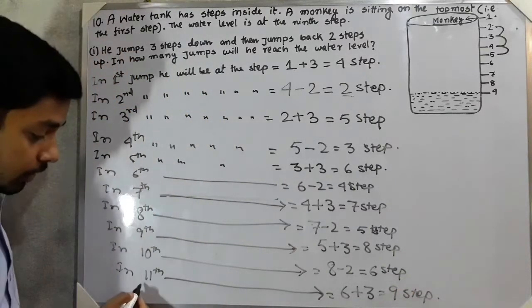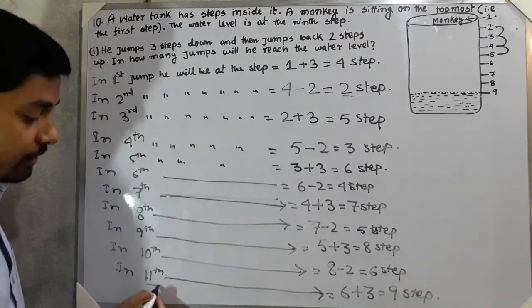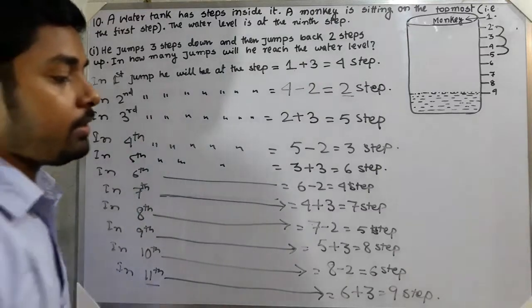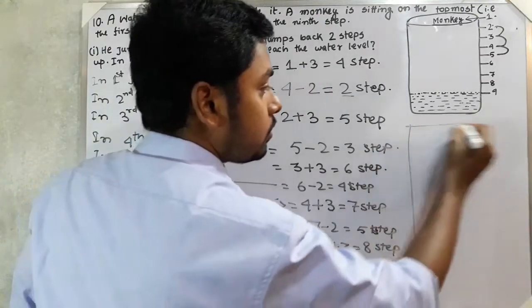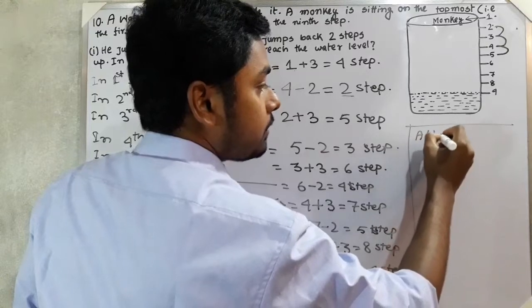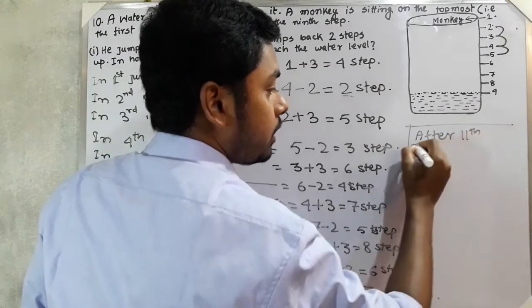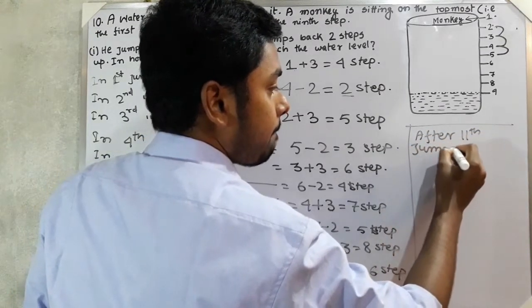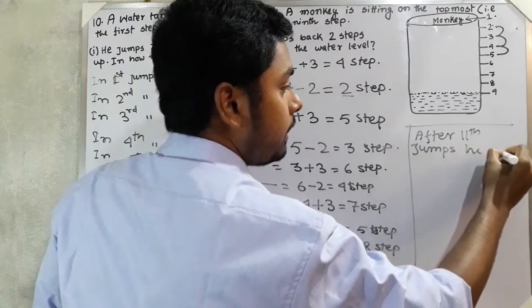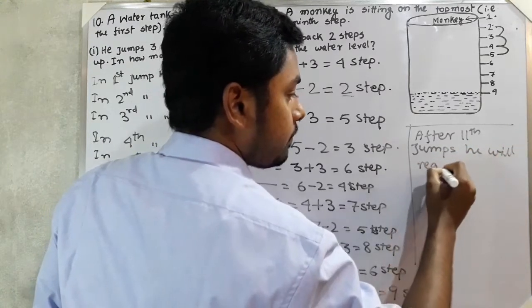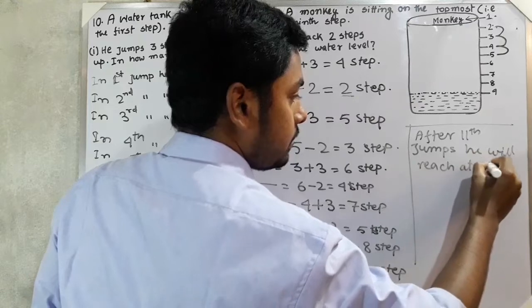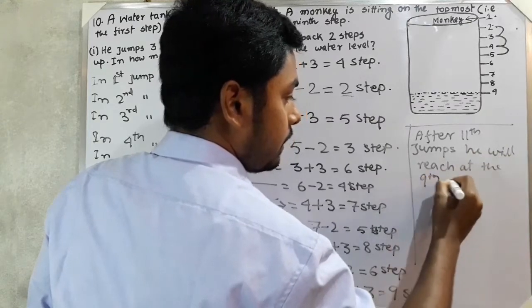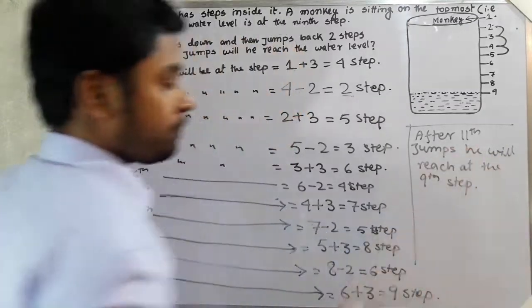So after how many jumps? After 11 jumps he will reach the 9th step. So write down the answer here: after 11 jumps he will reach the 9th step.